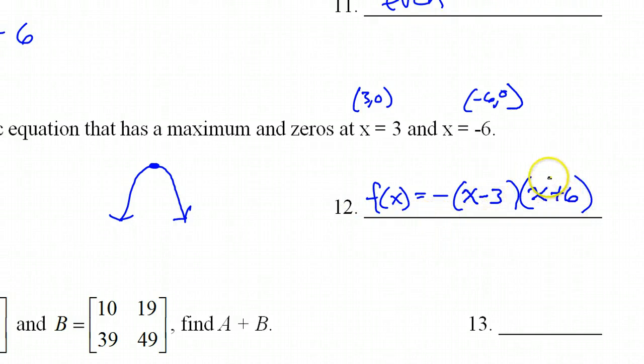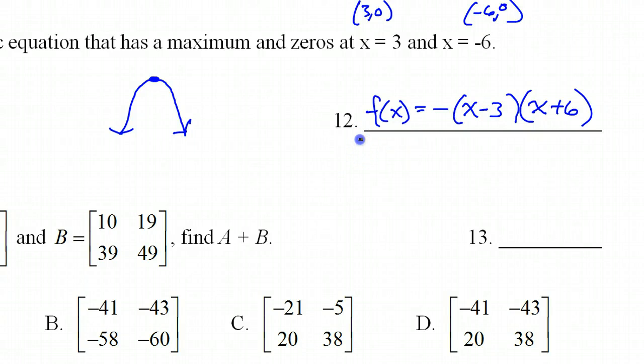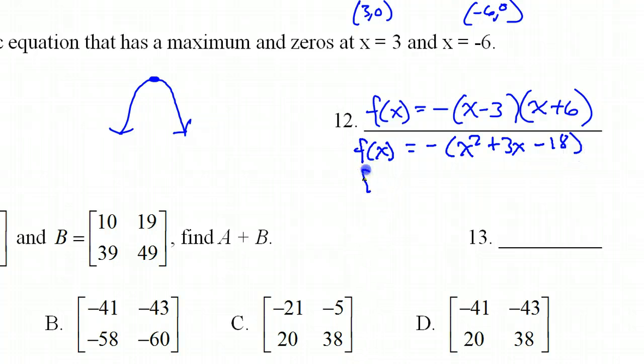Now I could multiply this out, and I guess I will just for fun, but based on the directions, there's nothing saying I can't leave it in factored form. But if I did want to go ahead and do it, I'd have negative, and this would be x squared, minus 3, positive 6, that'd be plus 3, and then minus 18. And then if I distributed that negative sign, it would be negative x squared minus 3x plus 18. Alright, so either one of these forms would be a good example.